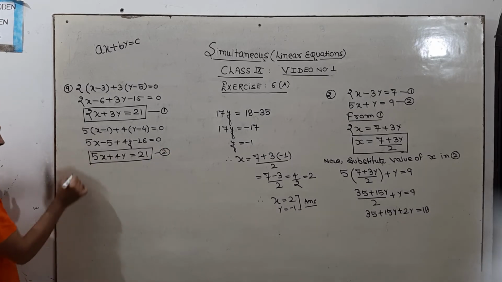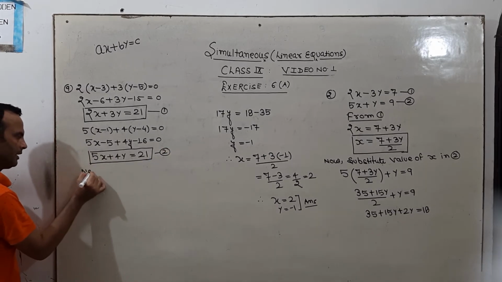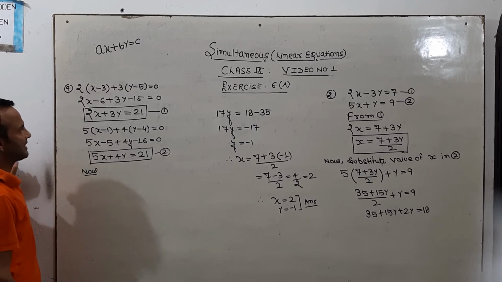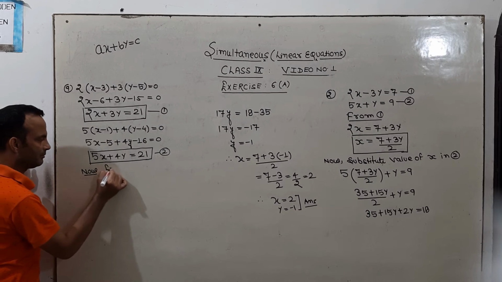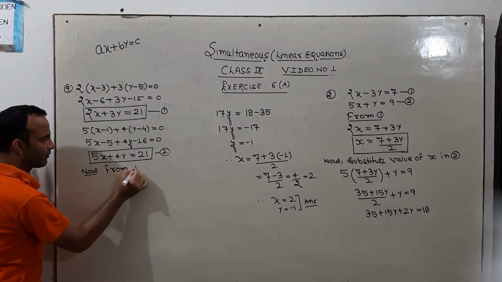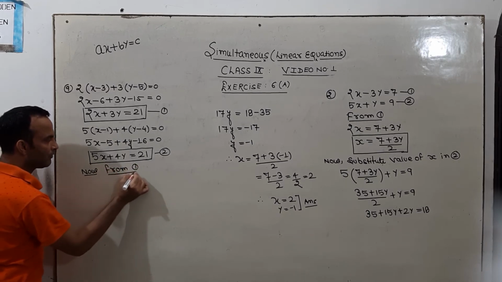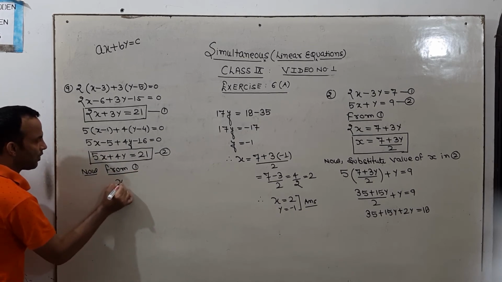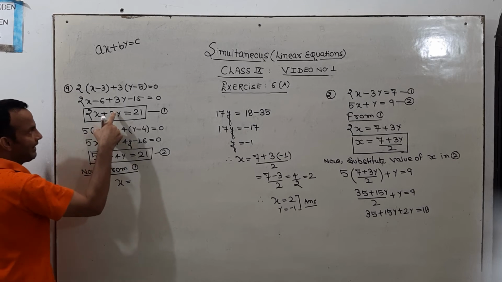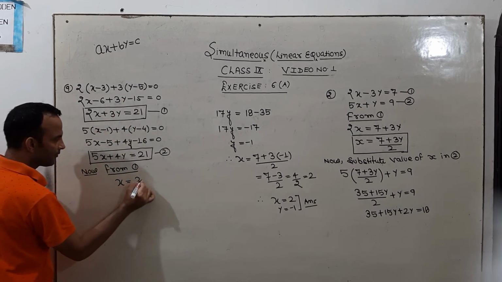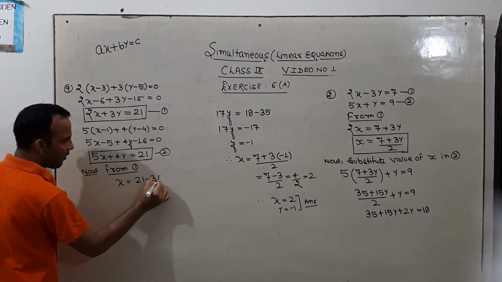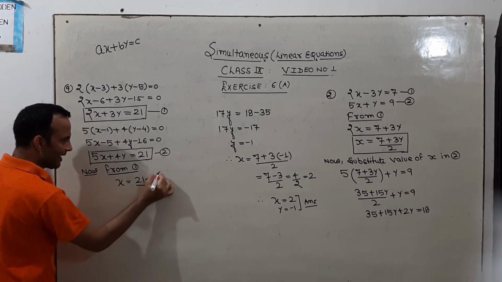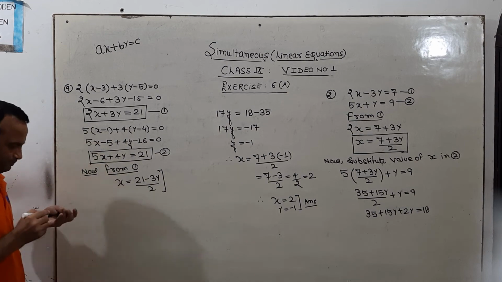Now, in the same way as we have discussed in question first and second, from first, I am going to find the value of the variable. X is what? From first x is what? 21 minus 3y upon 2. This is the value of x. Okay?